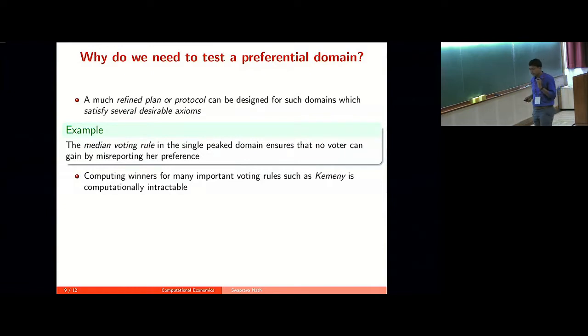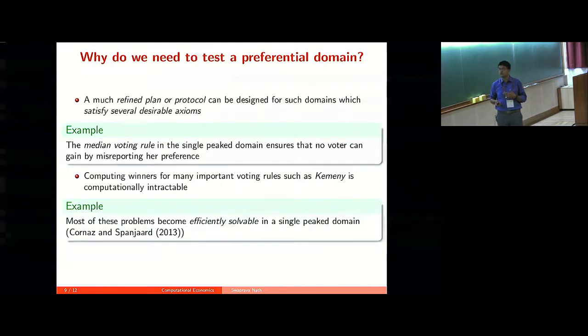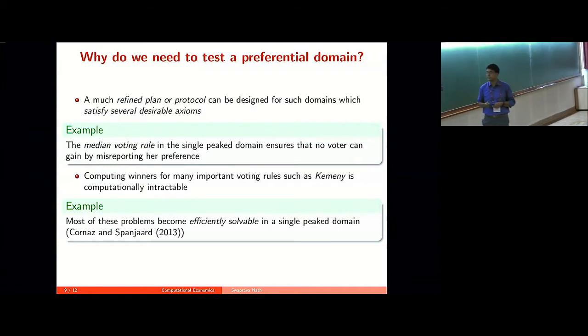Let me just skip over why we need to test, but think of this in a way that we have both advantages in terms of what kind of mechanisms we can design, and also computational advantages. So if we could somehow know that the people in this room have single-peaked preferences on arbitrary alternatives, then that will be very essential for us so that we can design mechanisms and compute them easily.